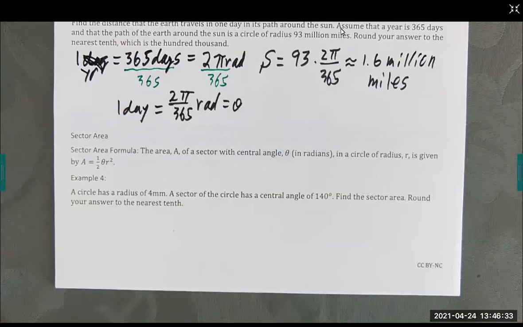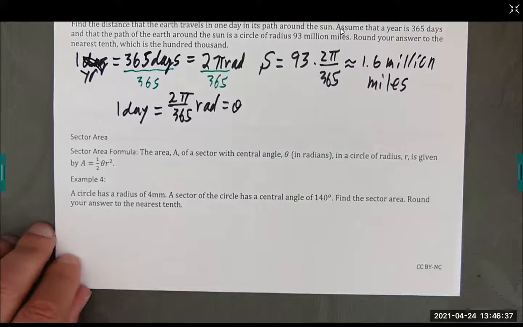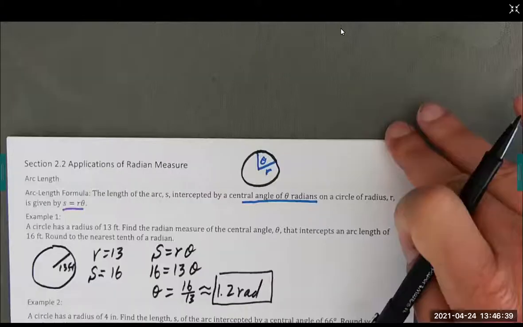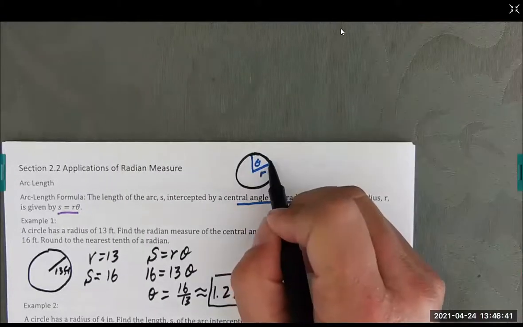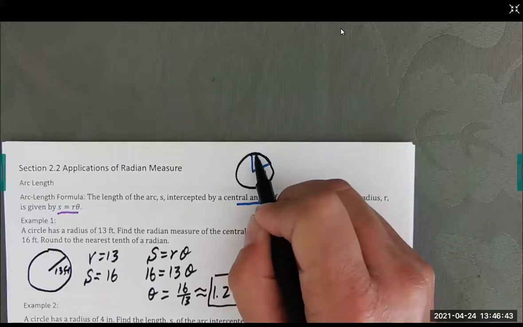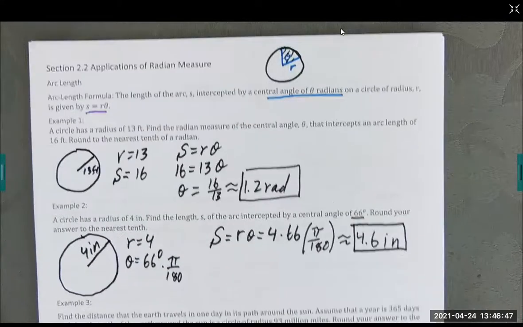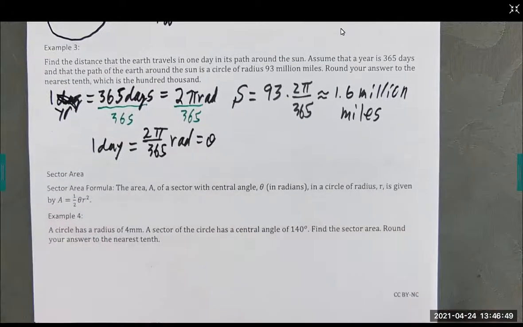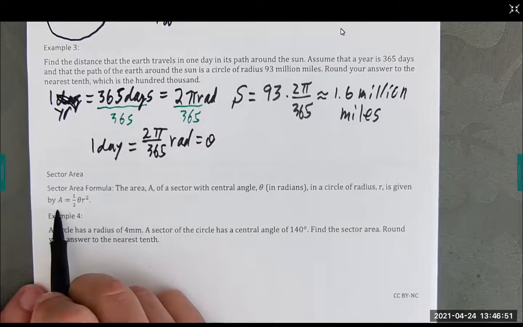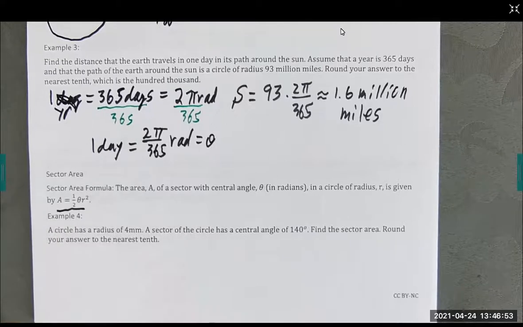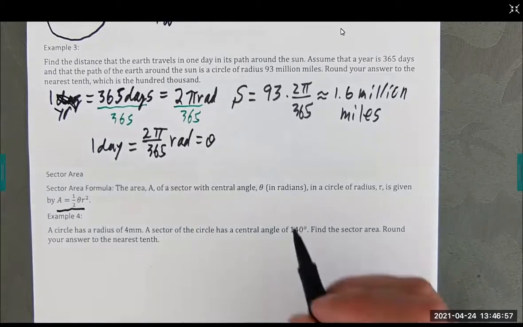Next up, that was arc length. We're now going to do sector area. Sector area is slightly different than arc length in the sense of, instead of looking for the distance we're going around, we're now looking for the area that it slices out of a circle. And the formula that we're going to be using is right here. A equals 1/2 theta r squared. Once again, theta must be in radians.